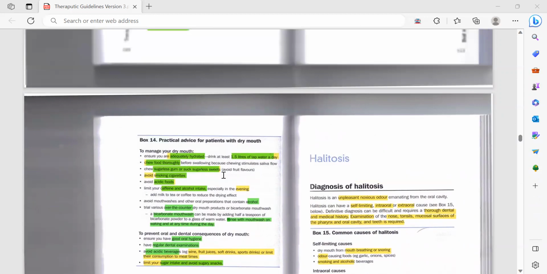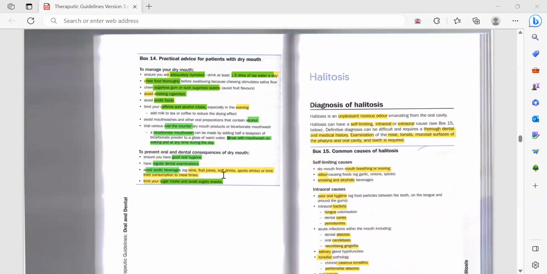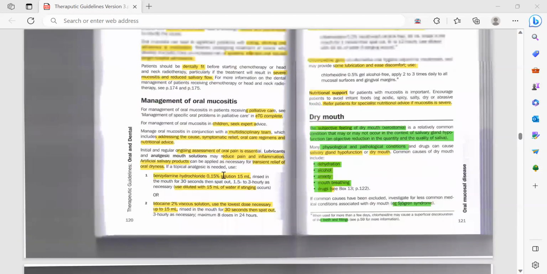So that's it, we are done with the dry mouth and the oral mucositis topic.